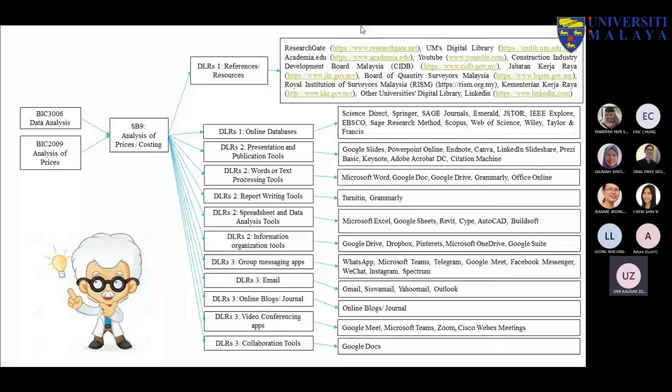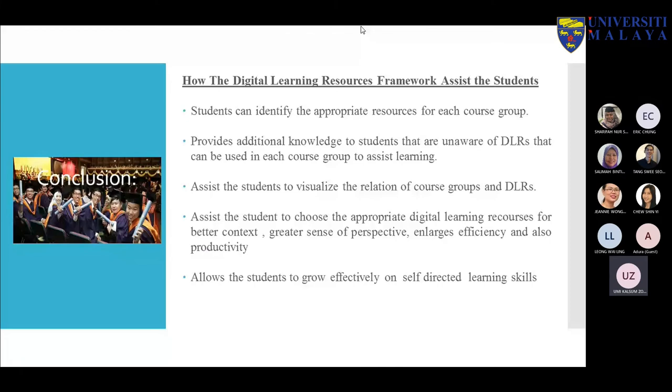We are coming towards the end of the presentation, whereby how can this digital learning resources framework assist the students? This framework can assist the student in identifying the appropriate resources for each of the course groups stated. It also provides additional knowledge to students who are unaware of the digital learning resources that can be used in each course group to assist learning. And third, it can assist the student to visualize the relation of course group and the digital learning resources.